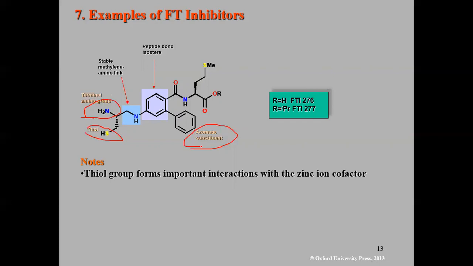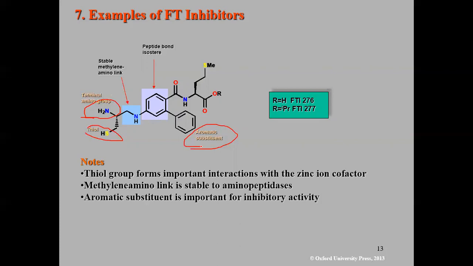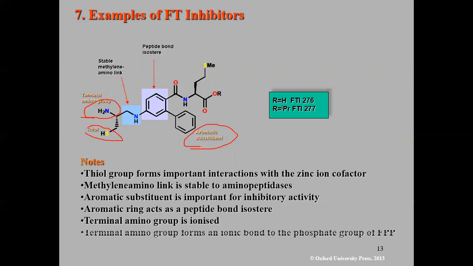That's why they kept it, they didn't change it. The methylene amino link is stable to aminopeptidases, and the aromatic substituent is important for inhibitory activity. Now, this is the first aromatic substituent. The aromatic ring acts as a peptide bond isostere, okay, as you can see it in the figure. The terminal amino group is ionized and bond or interact with the phosphate group of the farnesyl pyrophosphate.